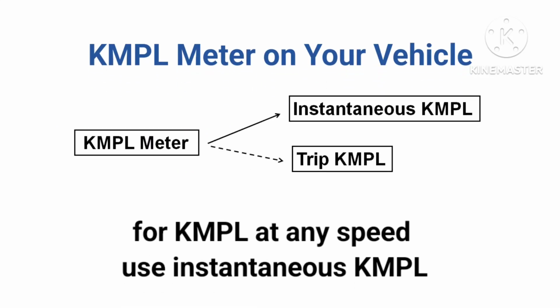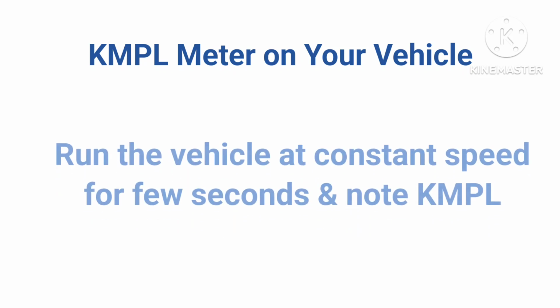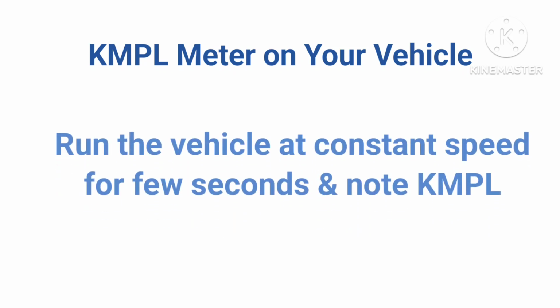All modern cars come with KMPL meter. In this meter you can find instantaneous KMPL as well as trip KMPL. For proper understanding as to how KMPL varies with speed and in different gears you have to observe instantaneous KMPL. For this, just run the vehicle at constant speed for few seconds on level road in the gear decided by you and observe the reading on KMPL meter. It is not at all necessary to test for a longer duration.